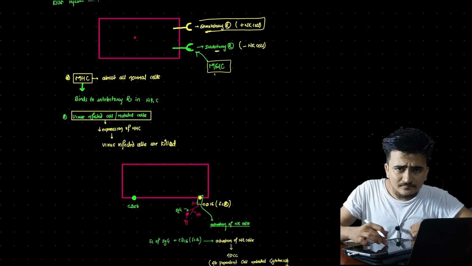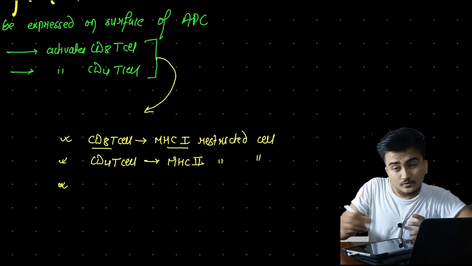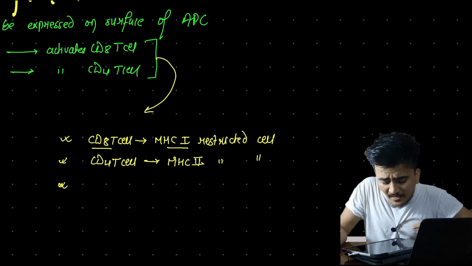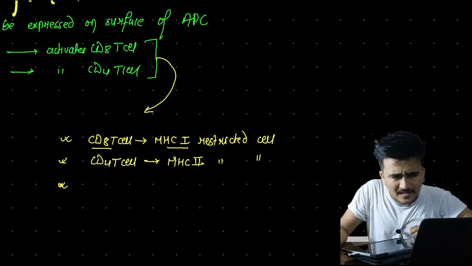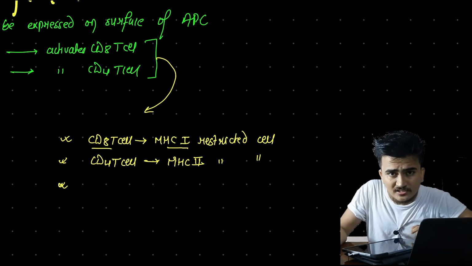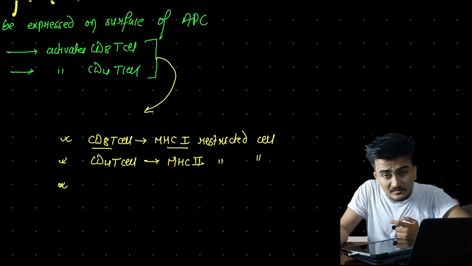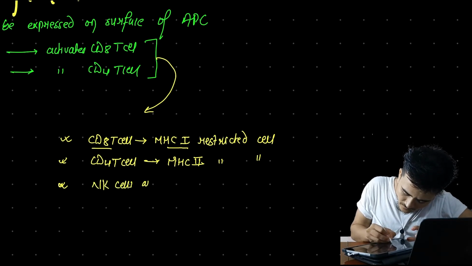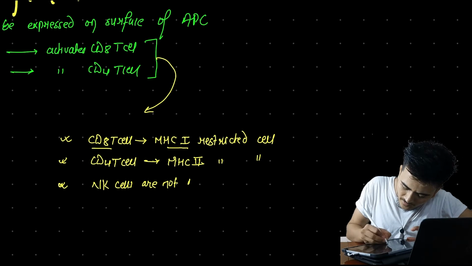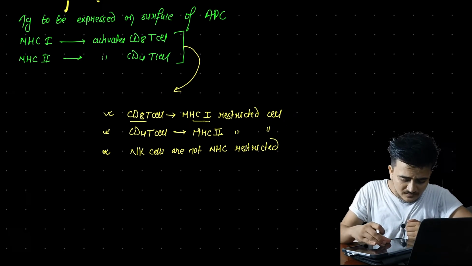So we have said that CD8 T cells are MHC1 restricted cells. Similarly, CD4 cells are MHC class 2 restricted cells. Then what about NK cells? NK cells are not MHC restricted cells, because at that time where we were talking about MHC, we were not talking about any type of MHC. So NK cells are not MHC restricted. That's all. So we learned about these things, right?